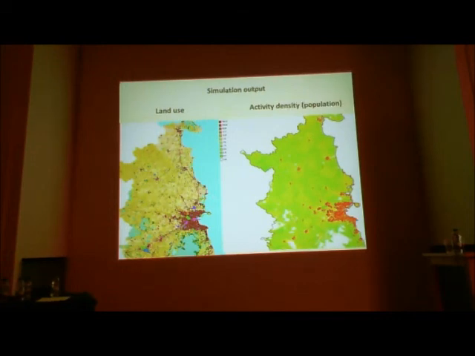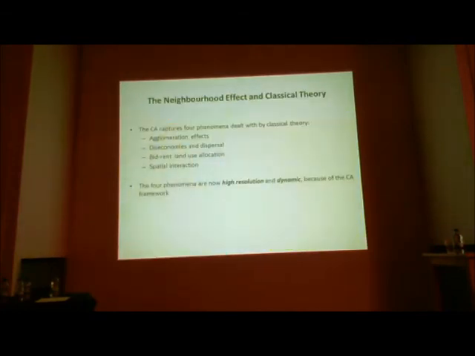Okay, so I've pretty well said this already, but when we take this approach, we've got a CA that does deal with these four phenomena defined by the classical theory: the agglomeration effects, diseconomies, and dispersal, mid-run land use allocation, and spatial interaction. But they're not dynamic, and they're high resolution.